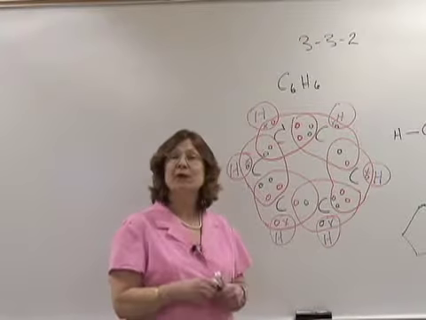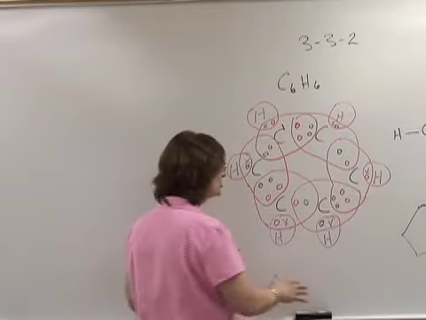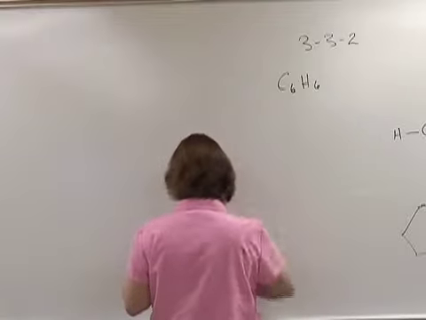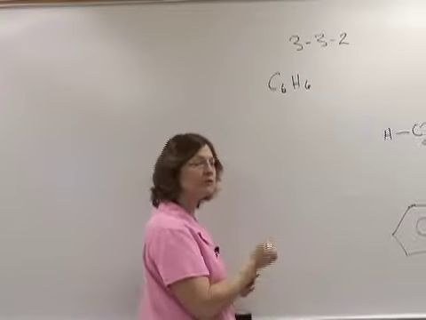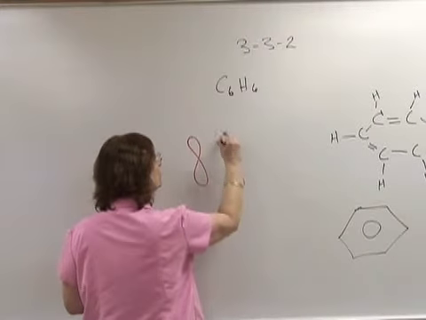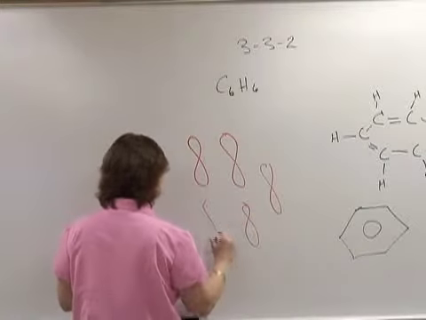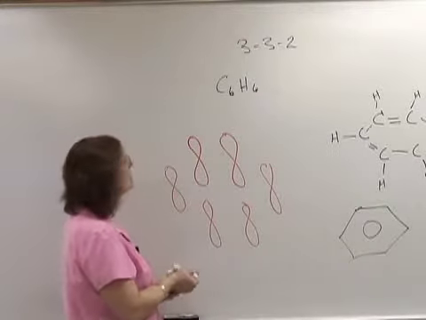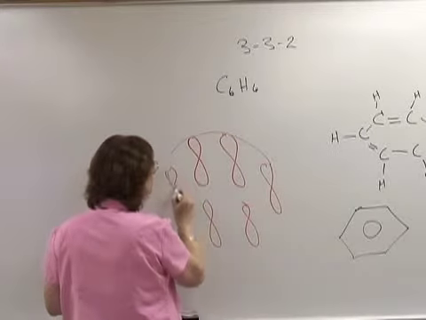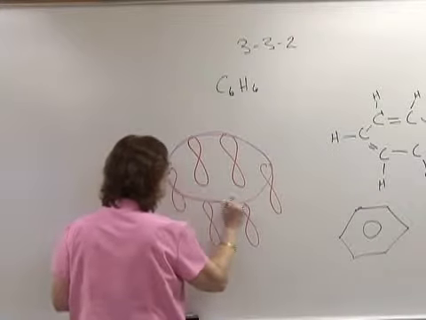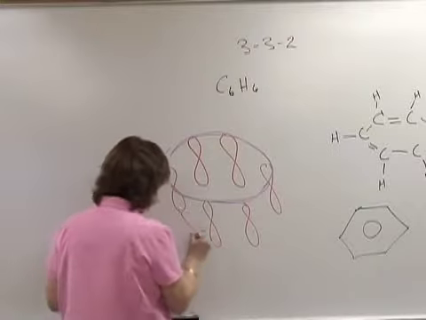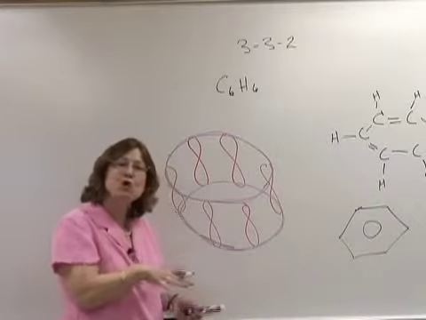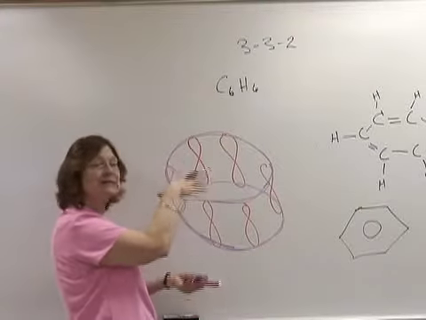Now, we need to talk about where the electrons are in this model. And what I'm going to do is I'm going to erase this. And I'm going to draw the p orbitals. Each carbon has a p orbital that is parallel. The p orbitals are parallel. And when we have parallel p orbitals, what happens is the electrons begin to flow around the top, around and around the top. And then they also flow around the bottom, around and around the bottom. And we get like two donuts, one above and one below these p orbitals.